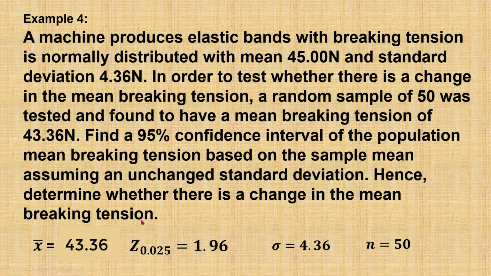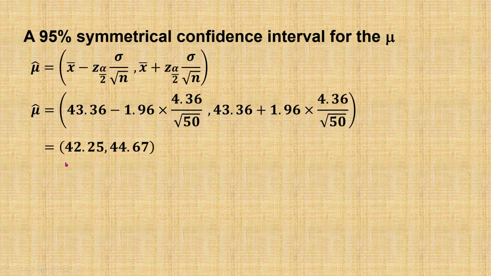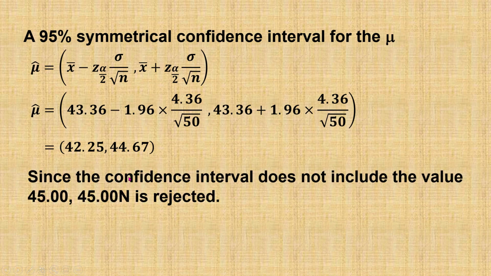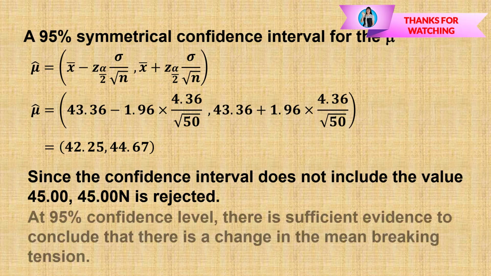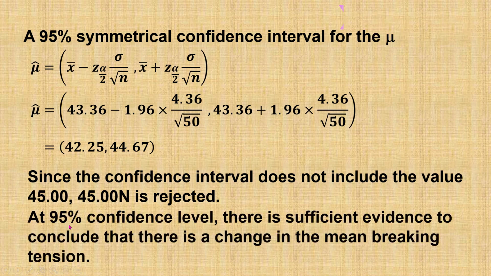The original mean breaking tension given is 45 Newton. When we look at the estimated confidence interval, we find that the confidence interval does not include the value 45. So therefore, 45 is rejected. So conclusion, at the 95% confidence level, there is sufficient evidence to conclude that there is a change in the mean breaking tension.